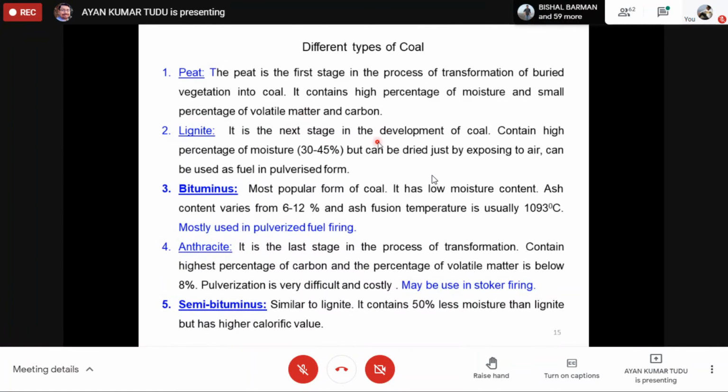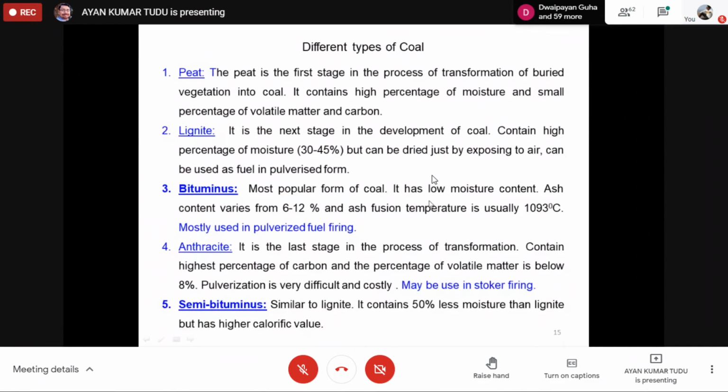Lignite, the next stage in the development of coal, contains a high percentage of moisture but can be dried by exposing it to air and can be used as a fuel in pulverized form. Then we have bituminous, the most popular form of coal, with low moisture content; ash content varies from 6 to 12%. This bituminous and anthracite type of coal is what we use most for our coal-fired steam power plants.